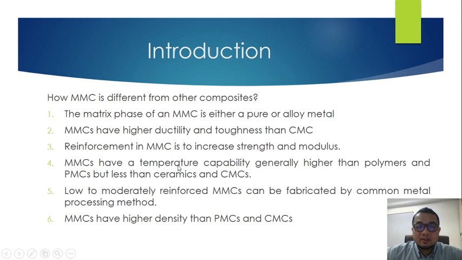MMC has a temperature capability generally higher than polymers and PMC, but less than ceramic and CMC. So this is the temperature capability. As we know, the metal temperature is much higher compared to the polymer, but less than ceramic CMC. Low to moderately reinforced MMC can be fabricated by common metal processing methods. MMC have higher density than PMC and CMCs.